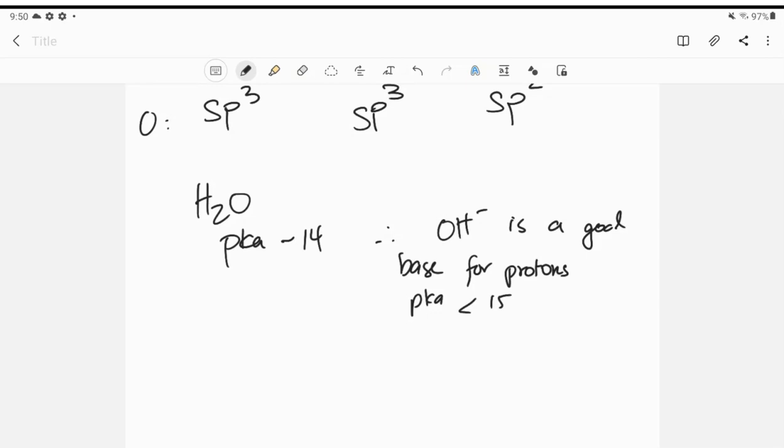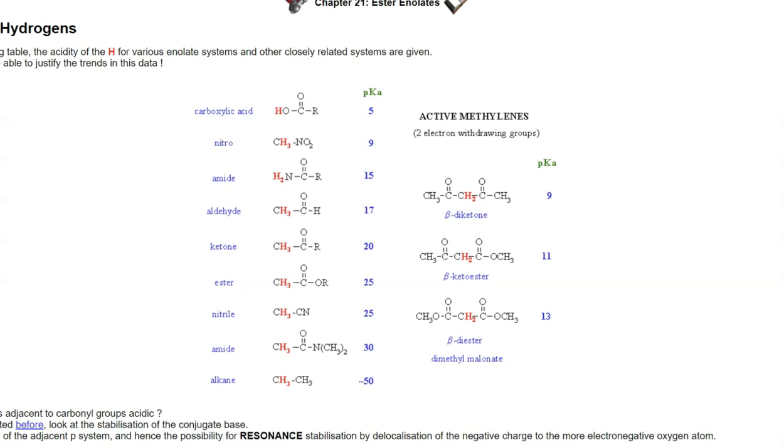Because water has a pKa of 14, it's really an ideal base for things that are below 15 or so. And if we harken back, okay, I really should have just copied this. Here we go. We're looking at the alpha protons here. We're looking at a pKa of about 17. If we look at ketones, we're looking at 20. For esters, we're looking at about 25.